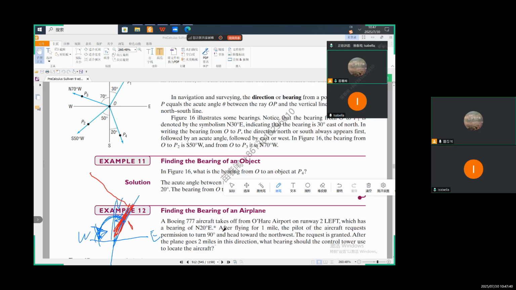Yeah. So after flying 1 mile, you turn. You're turning after flying for 1 mile in that direction, right? I know. I'm just asking how he is turning 90 degrees. Well, northwest is in this direction, right? This is north and west, and this is 90 degrees, right? Okay, I get it. So 90 degrees, and then the plane goes 2 miles. Yeah, that's right.